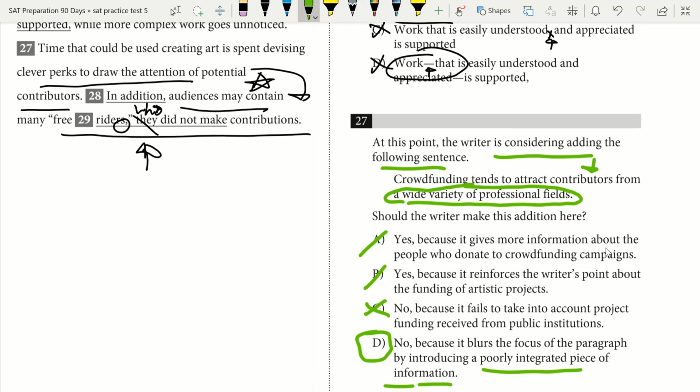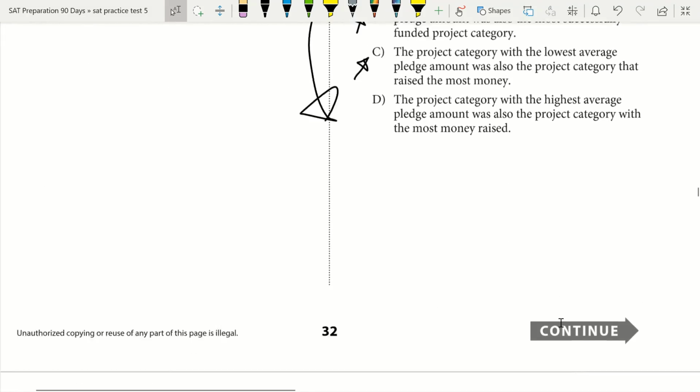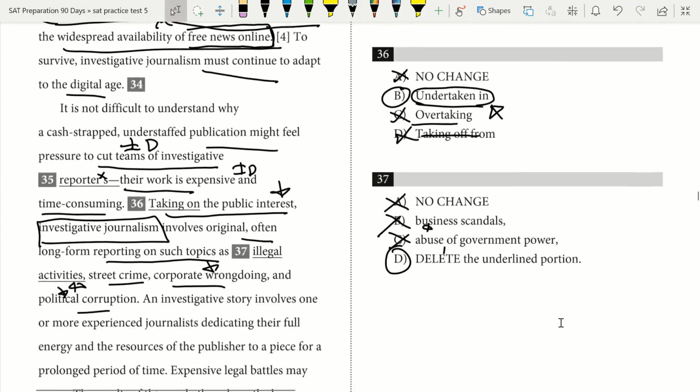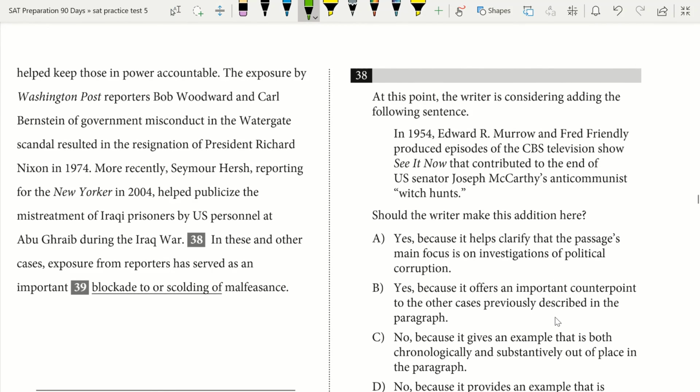At this point, I'm going to go ahead and move on to question 38 to give you another example. And then after 38, I'm also going to touch on a few tips I have regarding these questions that weren't addressed in these particular questions. Okay, 38. At this point, the writer is considering adding the following sentence.